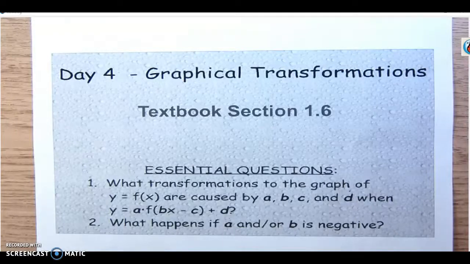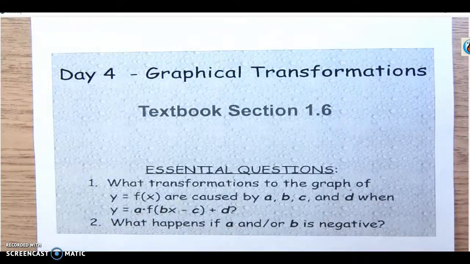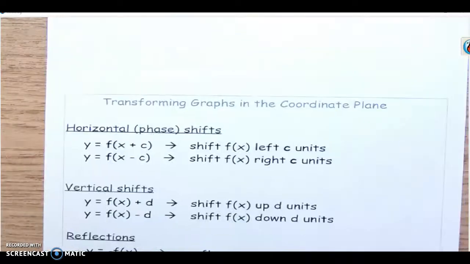Okay, so today we're going to be looking at day 4, which is going to be graphical transformations. So we're going to see how different values in the equation can make different types of transformations happen. So the transformations that we're going to be talking about.